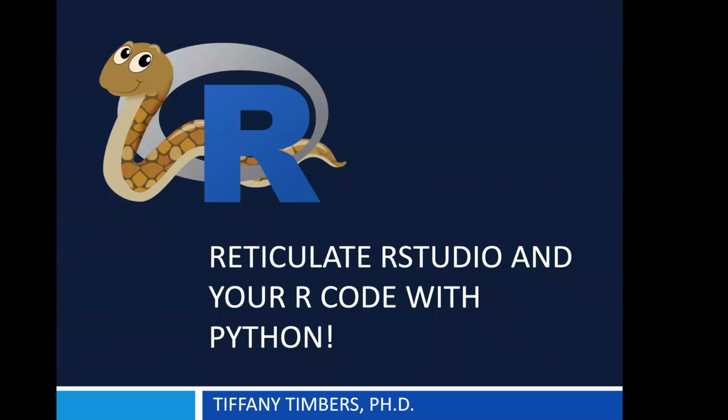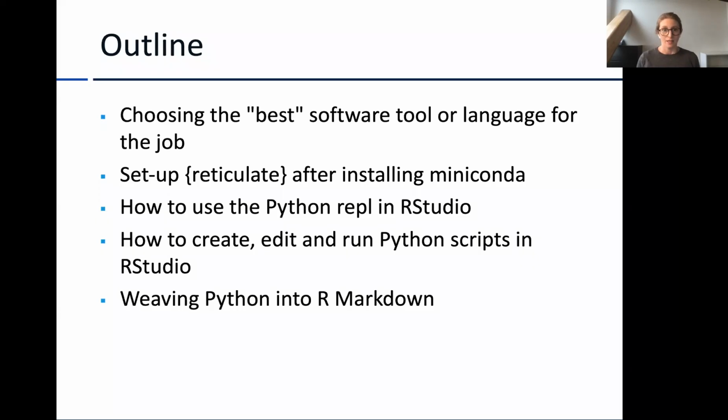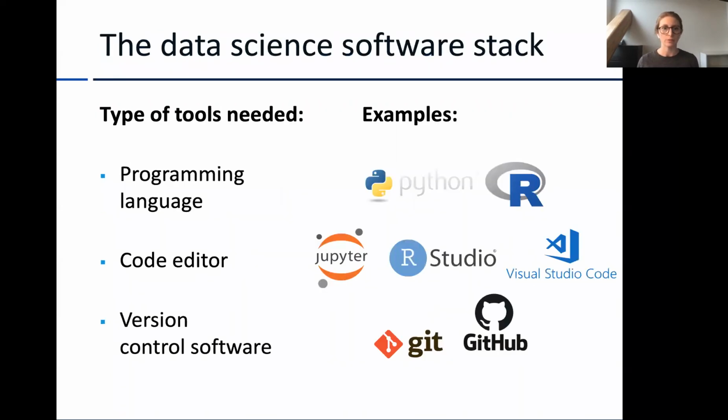Looks great. Okay, great. So the title of the talk is Reticulate: RStudio and your R code with Python. And I'm just going to give a little outline here. I'm going to talk in this slide deck first about choosing the best software tool or language for the job. And then I'm going to go through the other things that I mentioned just a minute ago.